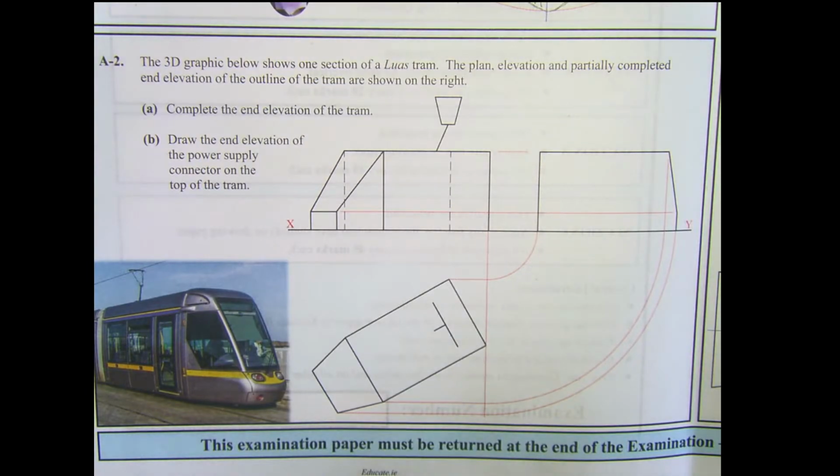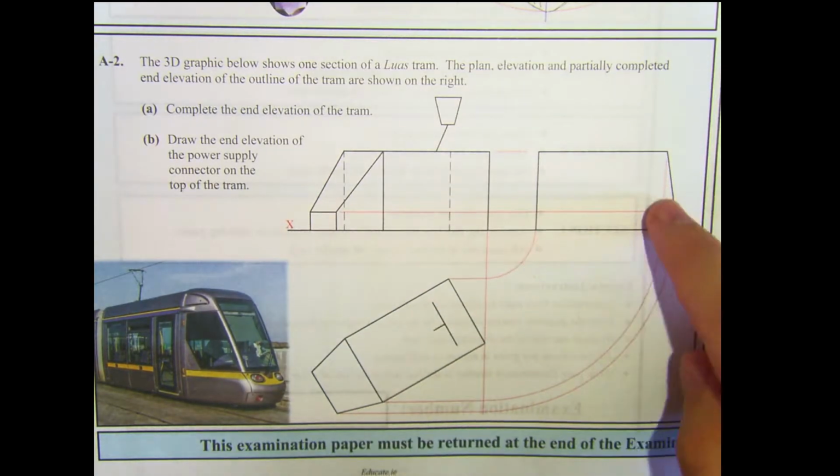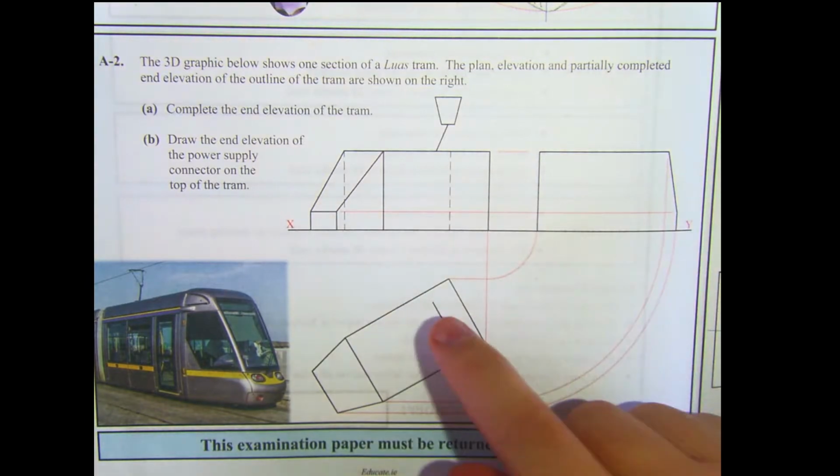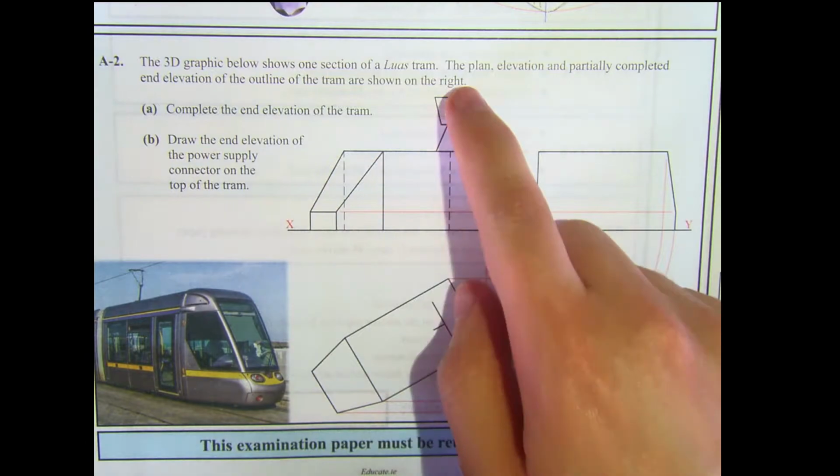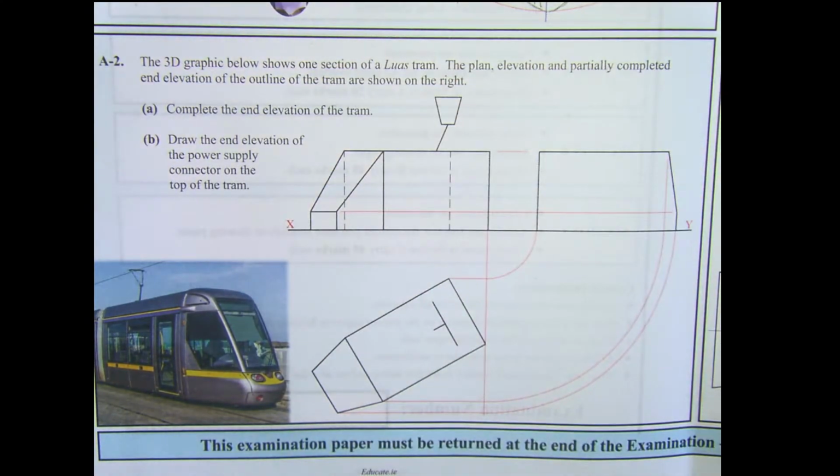Question A2 is an orthographic projection question. The 3D graphic below shows one section of a Lewis tram. The plan, elevation, and partially completed end view of the outline of the tram are shown on the right. Part A is to complete the end view of the tram, so to complete this view. Part B is to draw the end elevation of the power supply connector on the top of the tram. So it's just this bit up here that we need to draw for part B.